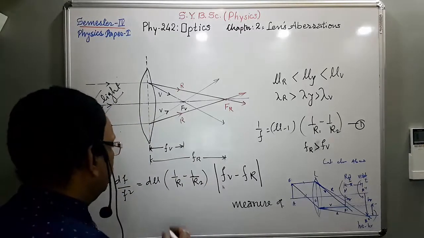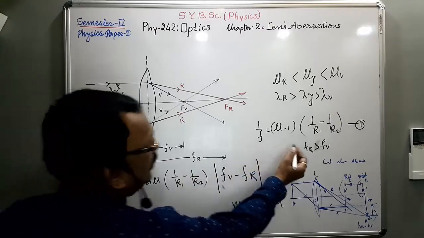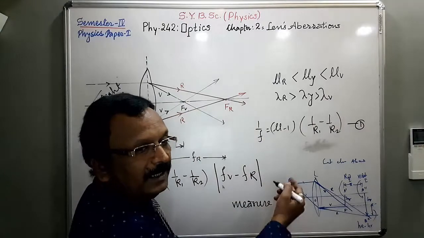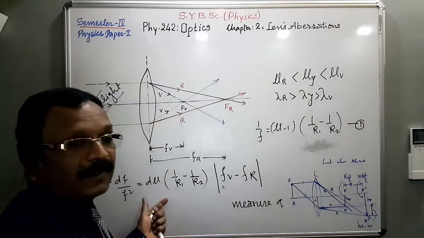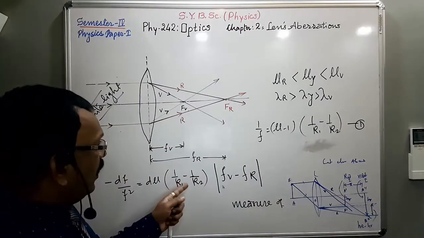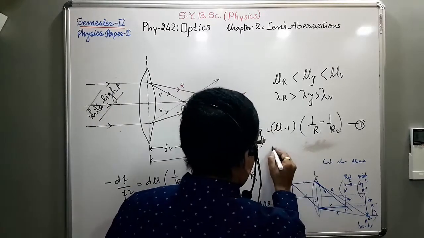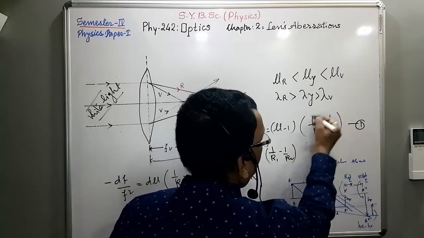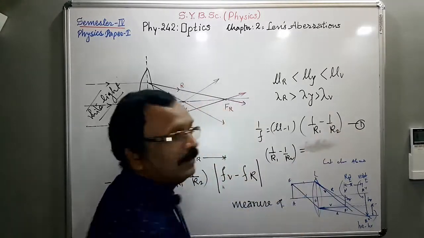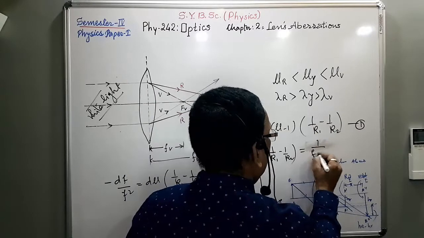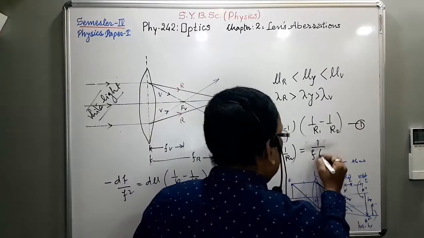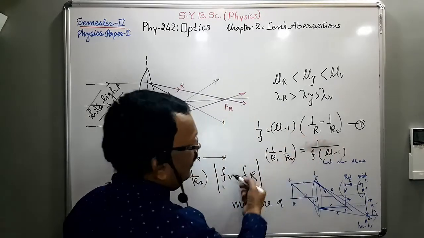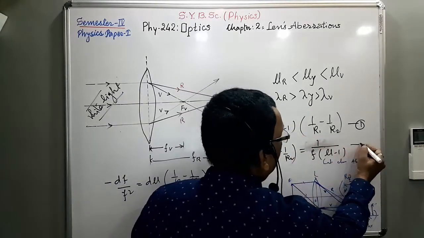Okay. But from this equation we can write simply, see here, 1 upon r1 minus 1 upon r2. That means this term is equal to 1 upon f into mu minus 1. We simply brought this term towards this side and we will get it. Suppose this is relation number 2.